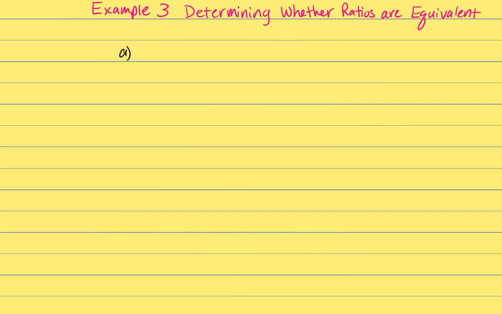So determining whether ratios are equivalent, what we would be given is something like this: 4 to 3 and 20 to 15. We need to determine whether they're equivalent or not. The best way that I know how to do it is to do it like fractions. I like to set mine up 4 over 3. I want to know, is it equal to 20 over 15? So in order to do that, I've got to say, all right, how do I get from 4 to 20, and how do I get from 3 to 15?